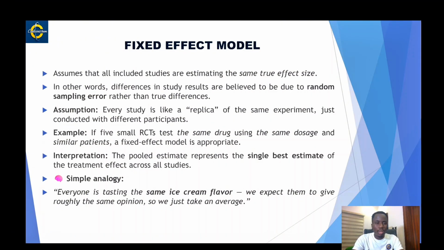It assumes all included studies are estimated with a true effect. Okay, that's the fixed effect model. For the random effect model, the differences in the studies are believed to be due to random sampling error rather than real differences. So these are quite important for you to take into account. And usually the pooled estimates represent the single best estimate of the treatment effect across all the studies because of the similarity that they have.